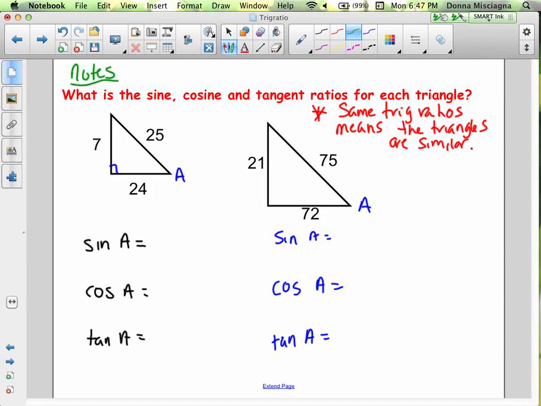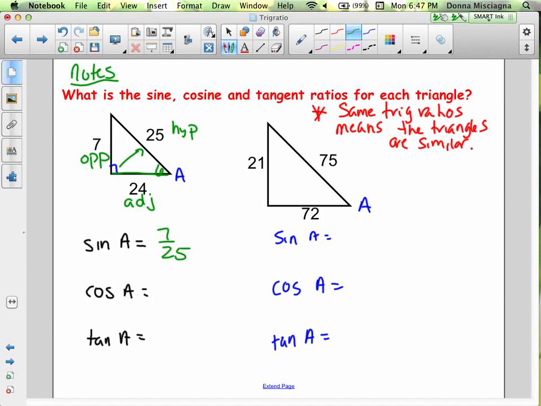All right, so let's find the sine ratio for angle A. Here's angle A. Opposite angle A is right here. And then, of course, making up part of angle A is the adjacent side. And then opposite the right angle is the hypotenuse. Always a good idea to label your sides first, then you won't make a mistake with which side is which. So the sine ratio for angle A is going to be 7 over 25.